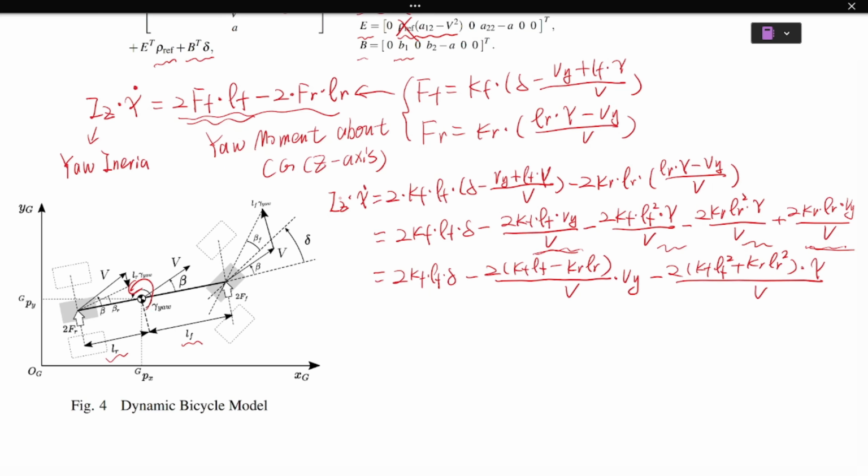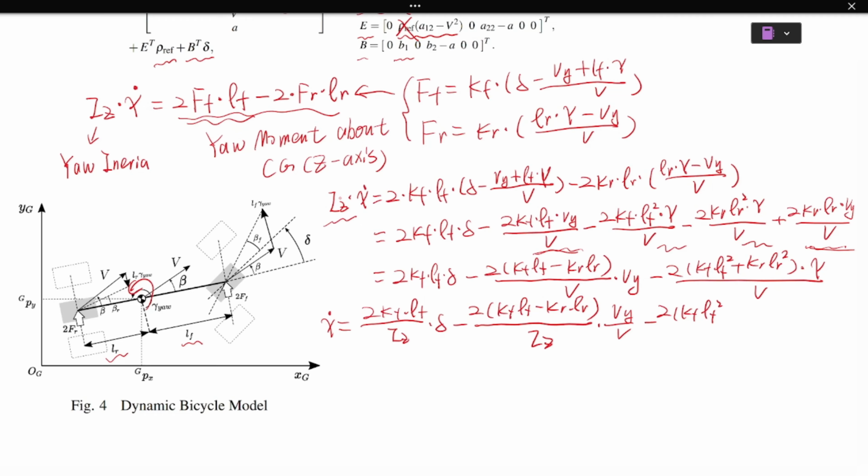Next, both sides divided by Iz. So the gamma dot equals 2Kf Lf over Iz times delta plus 2Kf Lf minus Kr Lr over Iz times Vy over V plus 2Kf Lf square plus Kr Lr square over Iz times gamma over V. This is square. Okay.